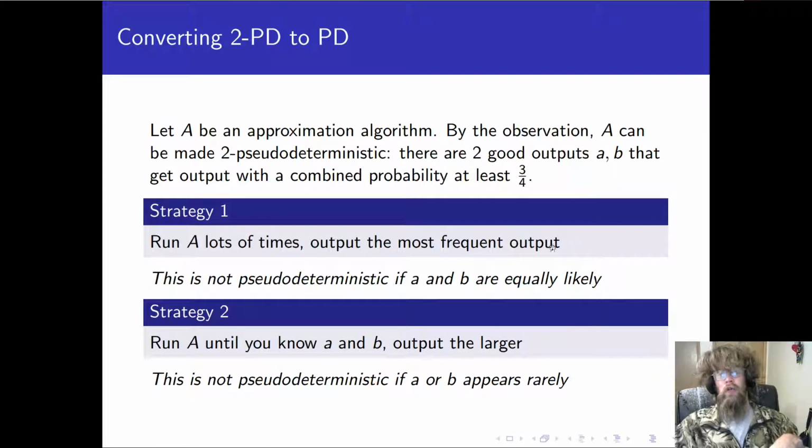On the other hand, we could try to run it until we know both good outputs, and then use some arbitrary tiebreak rule, like we'll take the larger of the two. But this one isn't going to be pseudodeterministic if we have a low chance of seeing one of the values.